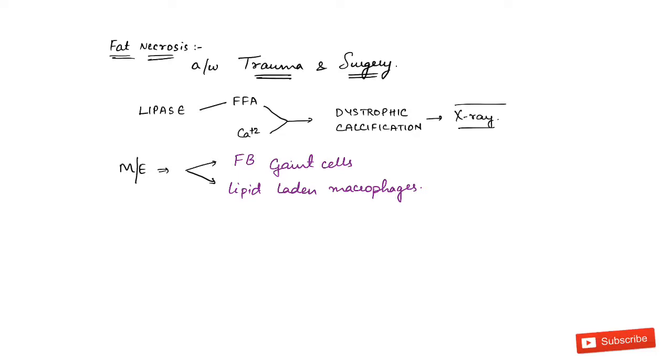This is all you have to remember about fat necrosis. The main points to remember are the lipid-laden macrophages and the foreign body giant cells which you find, and dystrophic calcification. And the last condition we will be discussing here is lymphocytic mastopathy.